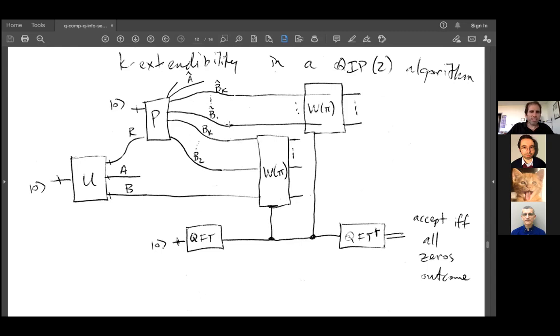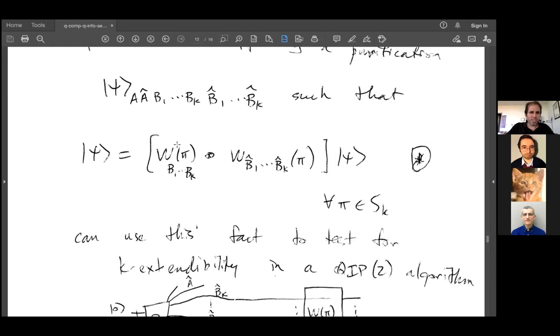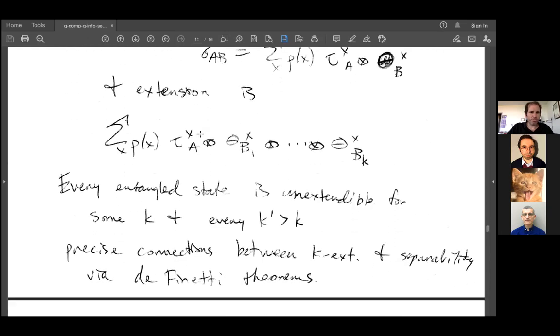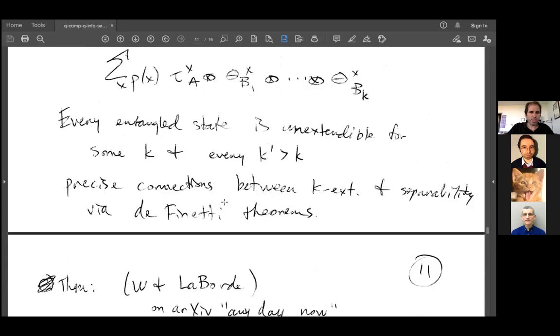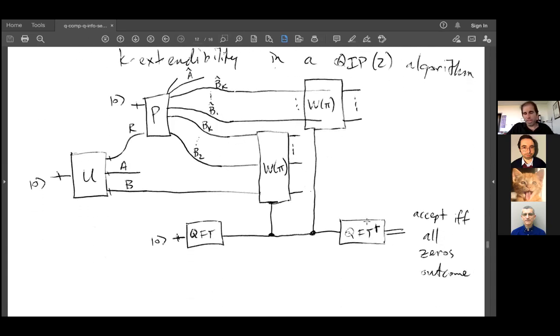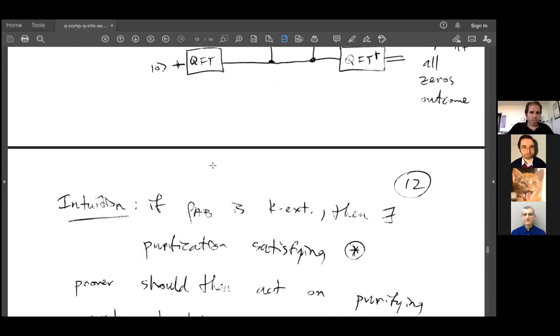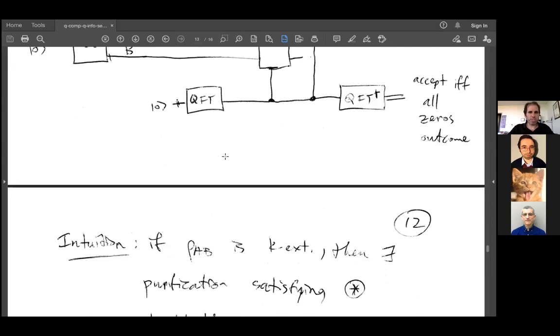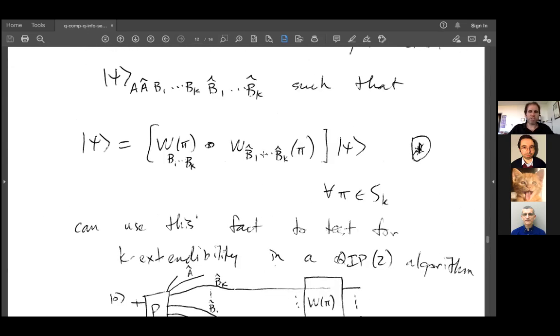But if the state is entangled, then this condition cannot hold for some K, right? That's what we stated earlier, some facts about entanglement. So this test will fail with some probability if the state's entangled. Yes, so I mentioned this intuition, right? If the state rho AB is K extendable, then there exists a purification satisfying this equation.